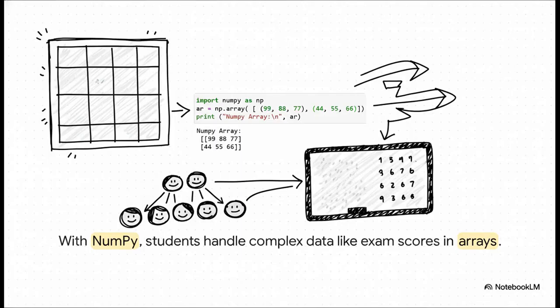Let's see how this all builds on itself. Here's a little example using NumPy, one of those key libraries. With this tool, a student can go way beyond just adding two numbers. They can now organize really complex data, like, say, the test scores for an entire class, into these neat grids called arrays that a computer can analyze in a heartbeat.